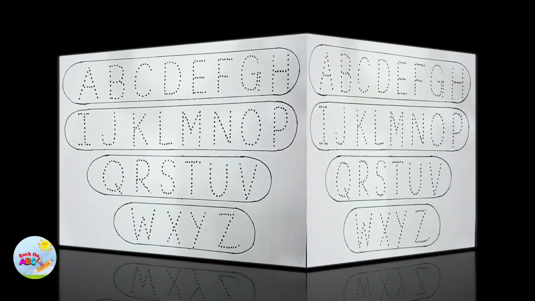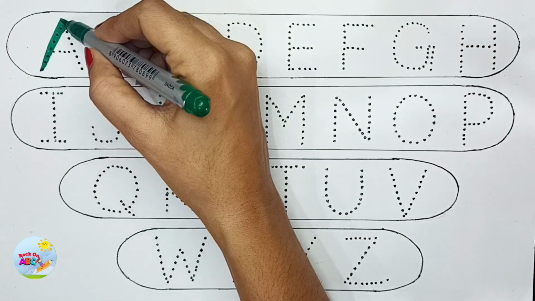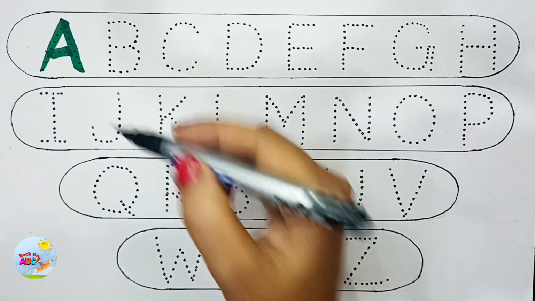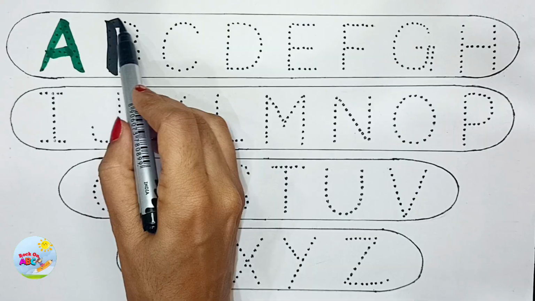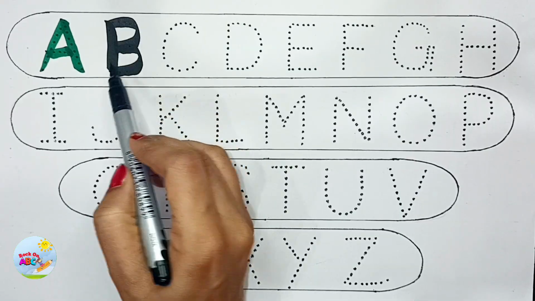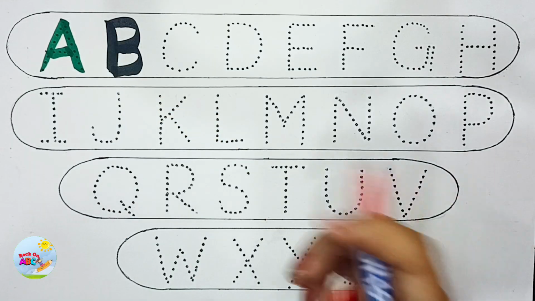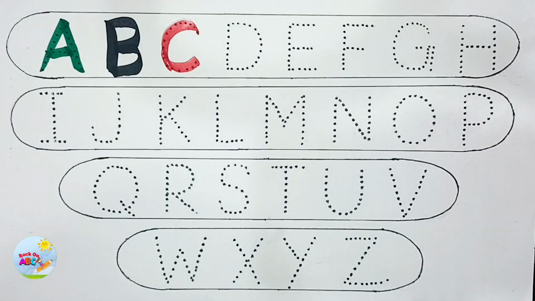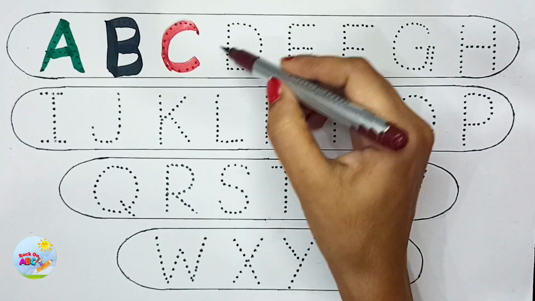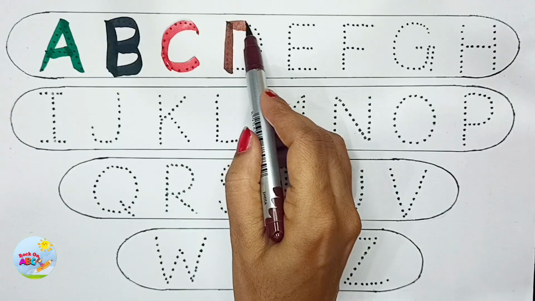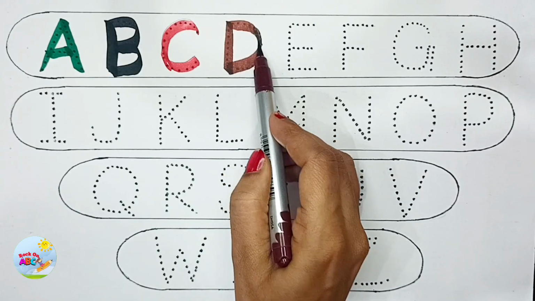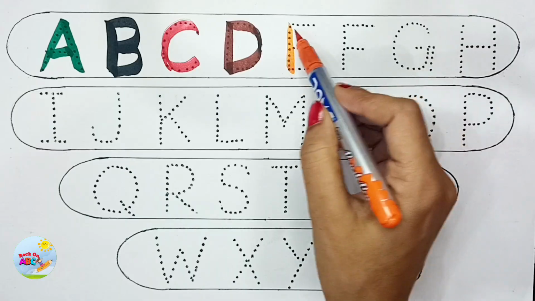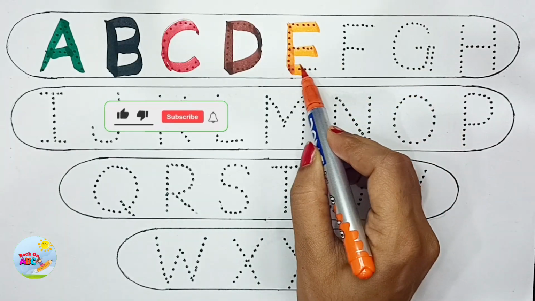Let's get started. A is for ant. B is for boy. C is for candy. D is for drumsticks. E is for engine.